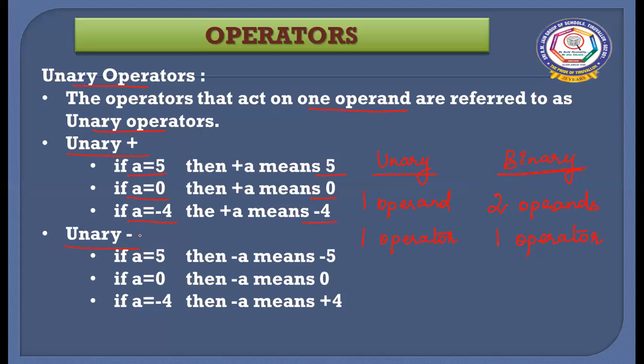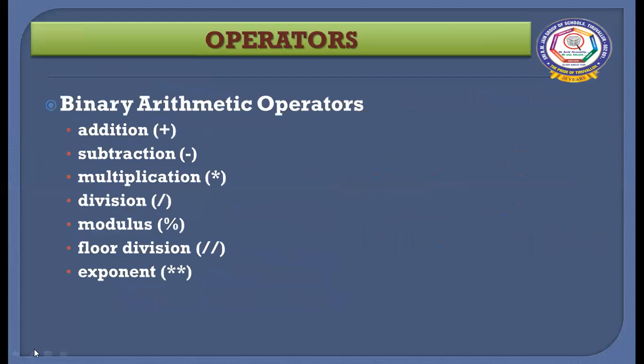Suppose if it is minus, the value is being modified with the negative sign, right? So a equal to 5, minus of a means minus of 5. The unary minus gets added with the value. If a is 0, nothing gets changed. If a equal to minus 4, then minus of minus 4 is nothing but plus 4 value. Next comes the binary operators. So we have addition, subtraction, multiplication, division, modulus, floor division, and exponent. These are the binary operators in Python.